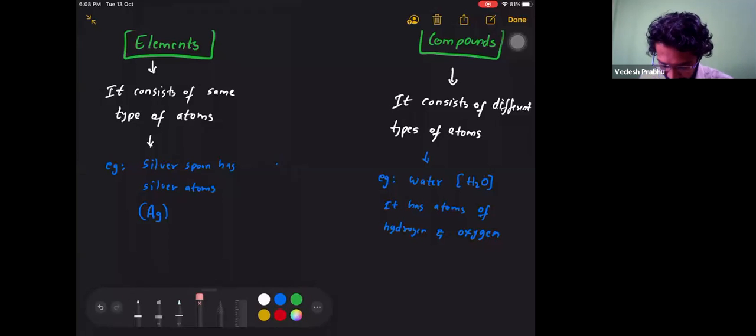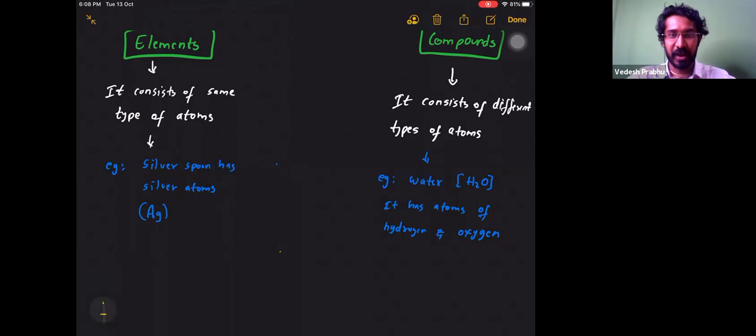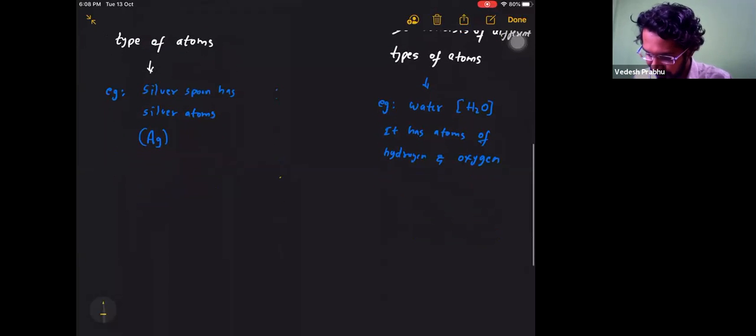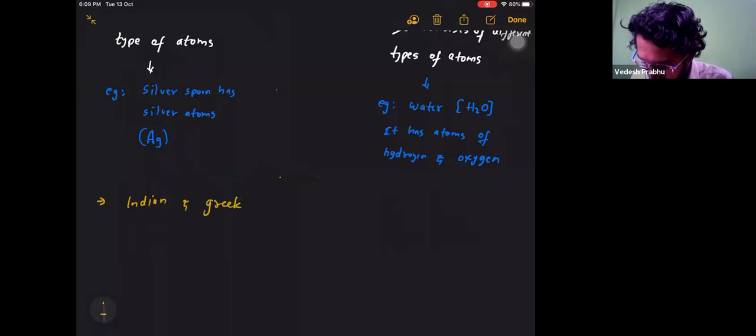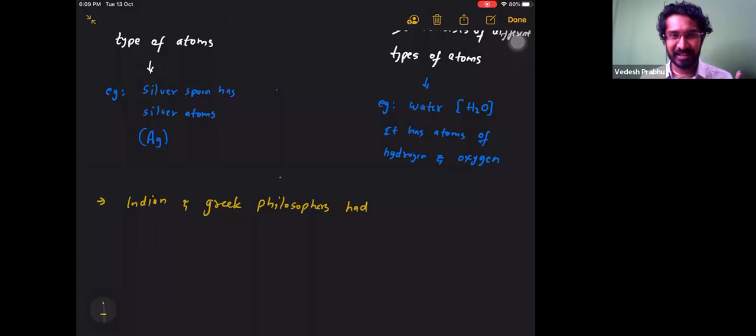Okay, so now the next thing, I will just quickly mention here. The important one is the law of chemical combinations. Before that, I'll just quickly write a few points. Indian and Greek philosophers, they had a few ideas about matter.